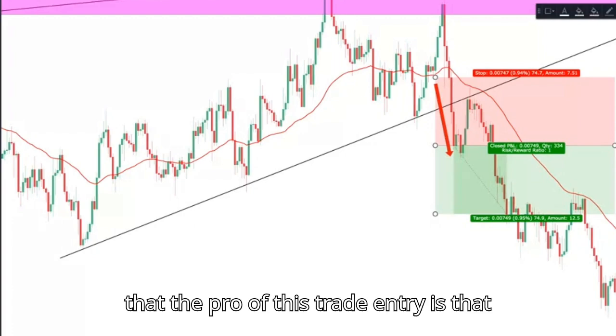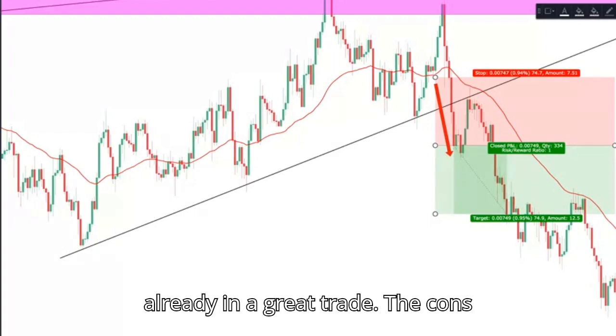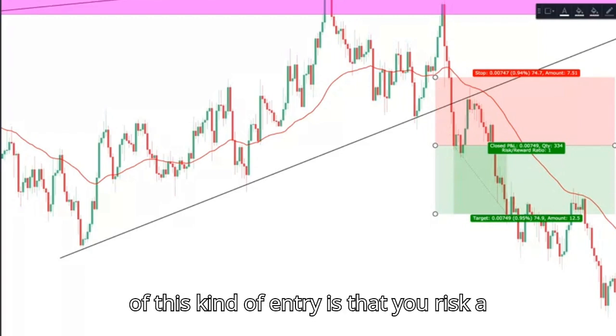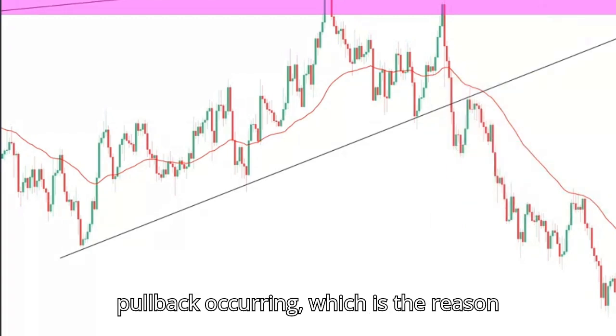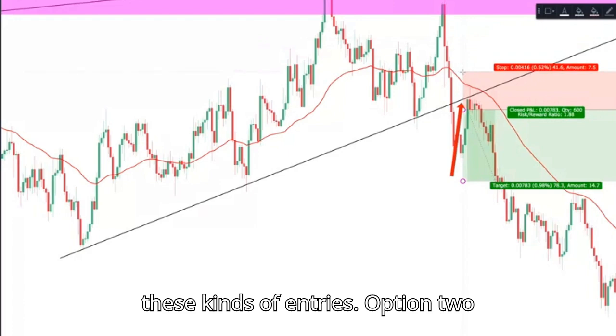Remember that the pro of this trade entry is that if the pullback doesn't come, you are already in a great trade. The cons of this kind of entry is that you risk a pullback occurring, which is the reason why you need a wide stop loss on these kinds of entries.